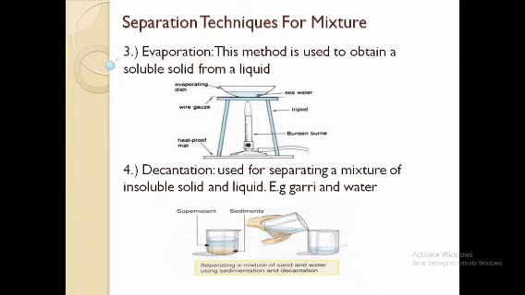Now let's look at evaporation. This method is used for obtaining a soluble solid from its solvent. So in other words, when we have a solid this time around that is soluble in water, an example of this is common salt, NaCl, dissolved in water. How do we separate that? We separate that through evaporation.